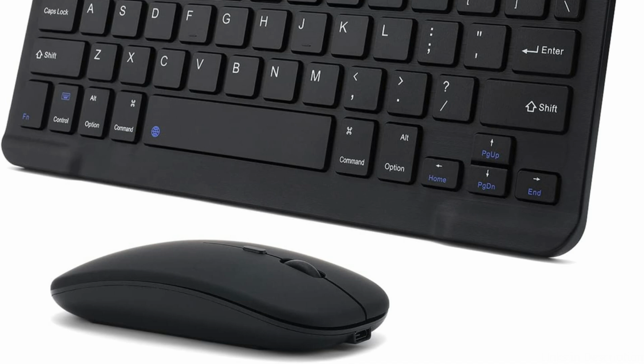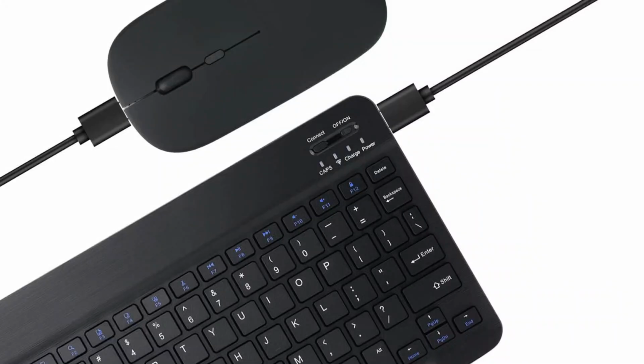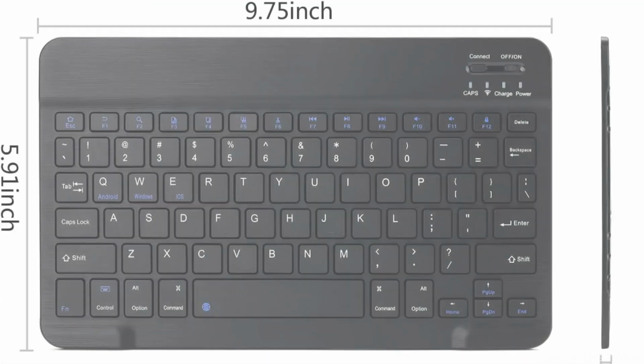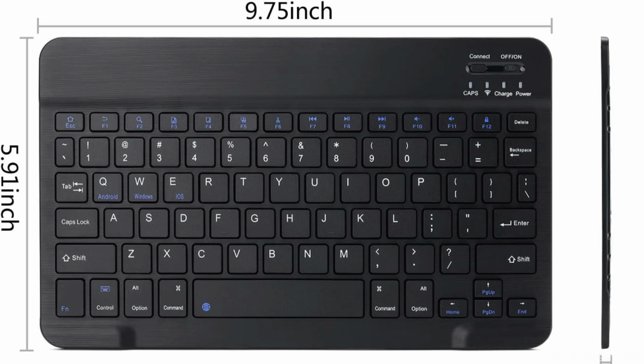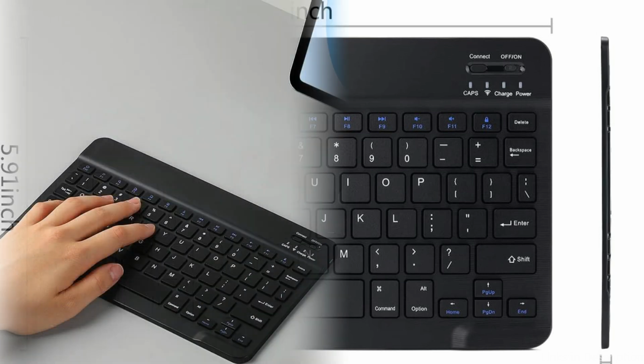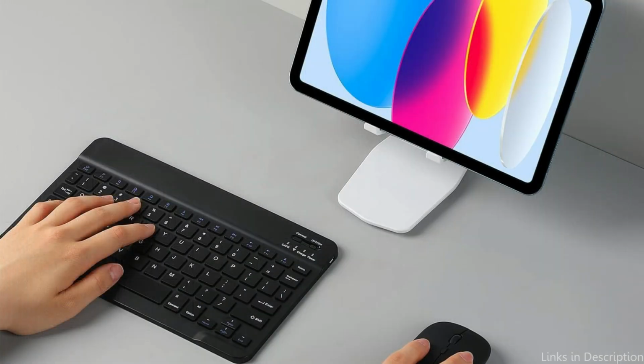This keyboard has media hot buttons, previous, next, and volume control. Only Bluetooth is supported on the keyboard. 2.4 GHz USB and Bluetooth are supported on the mouse. The keyboard weighs 6.56 ounces and measures 9.75 by 5.91 by 0.25 inches.